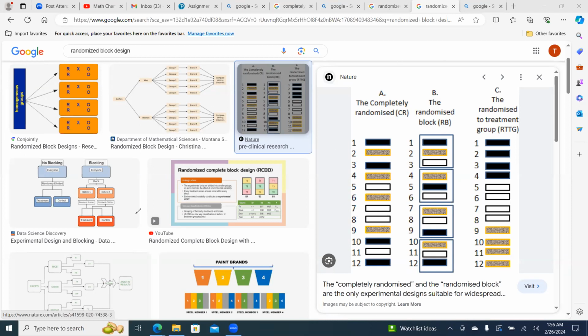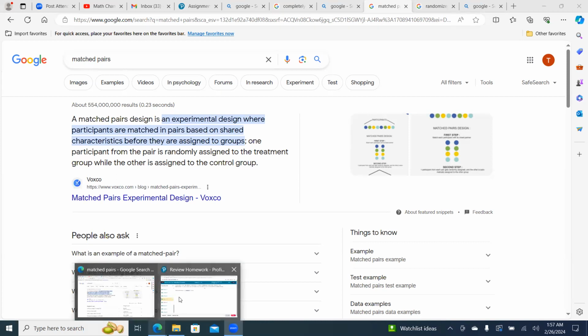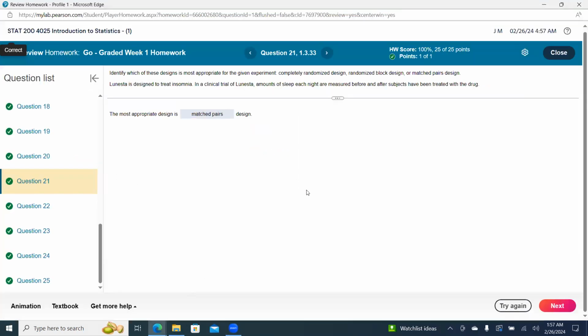The matched pair, once again, is also kind of ambiguous. A matched pair design is an experimental design where the participants are matched in pairs based on shared characteristics before they are assigned to groups. And then it goes on, one participant from the pair is randomly assigned to a treatment group, and so on. The more that I look at this, the more I think we're going to do a special video on this. So if we read this one, they're going to say that it's matched pairs.